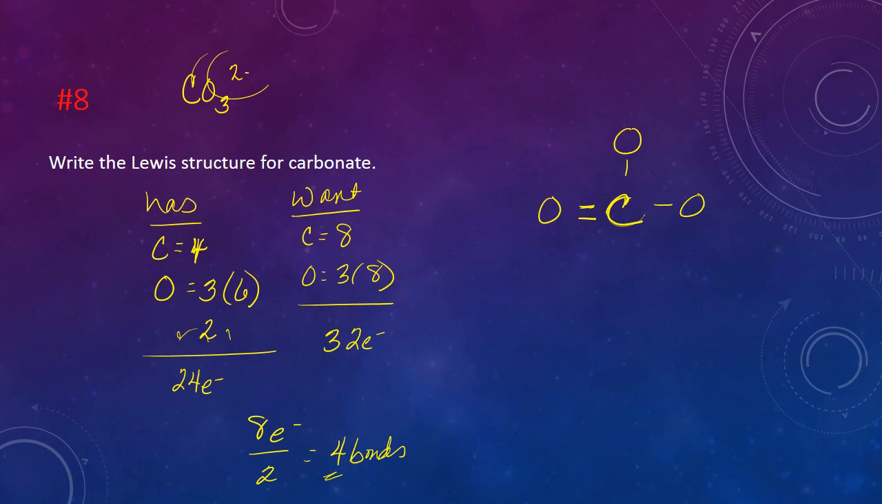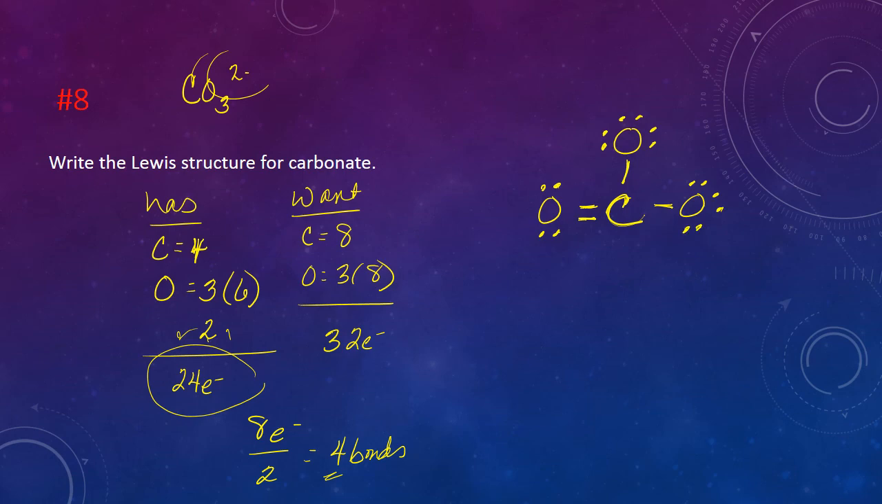Now we have to make sure all 24 electrons are on this molecule. We've done 2, 4, 6, and 8. 9, 10, 11, 12. That puts 8 around this oxygen. 13, 14, 15, 16, 17, 18. That puts 8 around this oxygen. 19, 20, 21, 22, 23, 24.